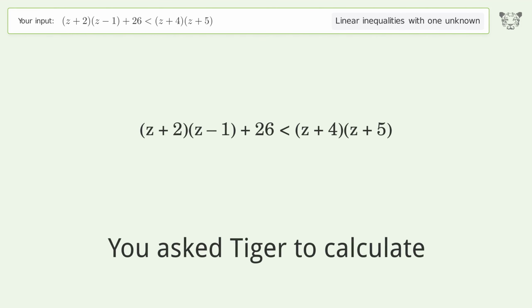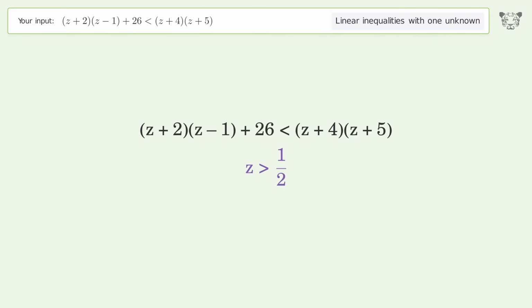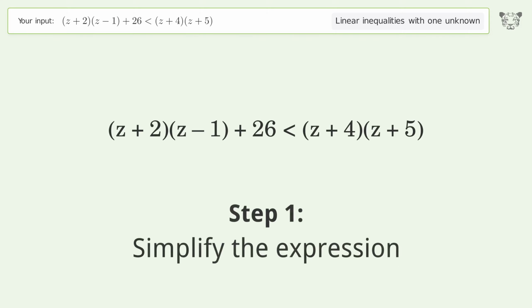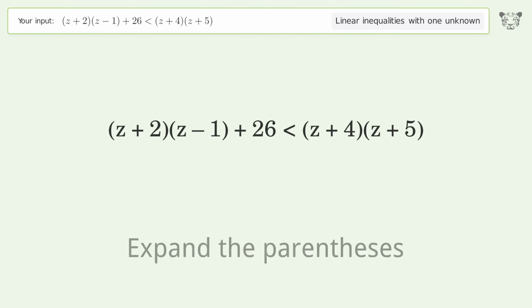You ask Tiger to calculate. This deals with linear inequalities with one unknown. The final result is z greater than 1 over 2. Let's solve it step by step. Simplify the expression. Expand the parentheses.